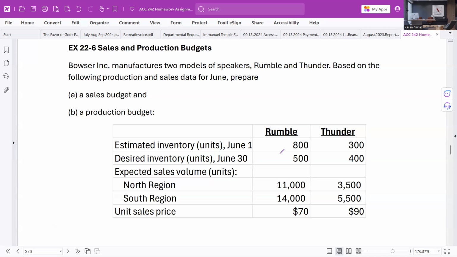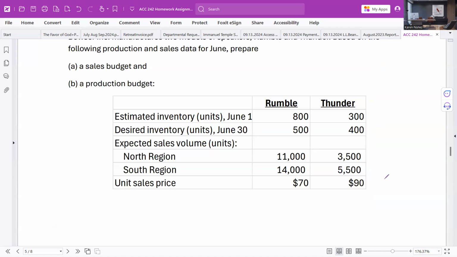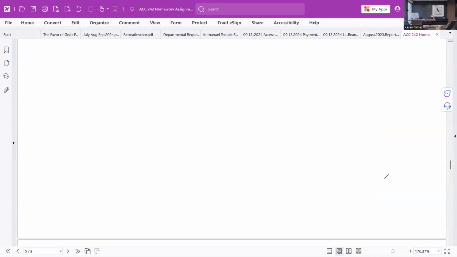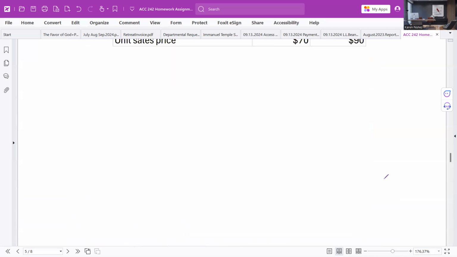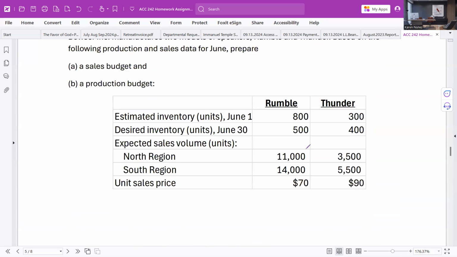And then the production budget is just going to be a function of sales plus or minus the change in inventory. So sales plus or minus the change in inventory. Again, the sales budget is pretty straightforward in that we're going to multiply the price times what we plan to sell. And here are all the sales volumes, and here are the prices.